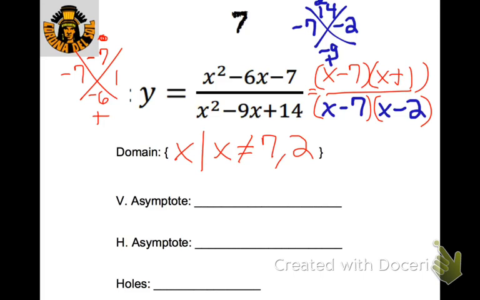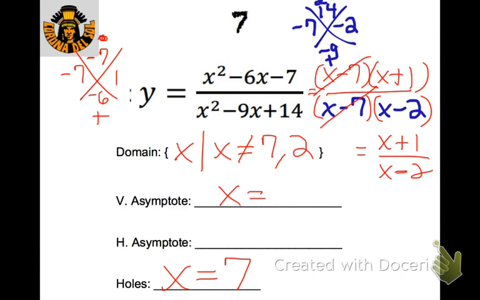Okay, and then the vertical asymptote, well, let's do the hole next. So then this factor cancels out because they both have an x minus 7. So that means there's a hole at x equals 7. And then whatever's left, the simplified function would be x plus 1 over x minus 2. And then you can tell the vertical asymptote is whatever factor is left. So we have x equals 2.